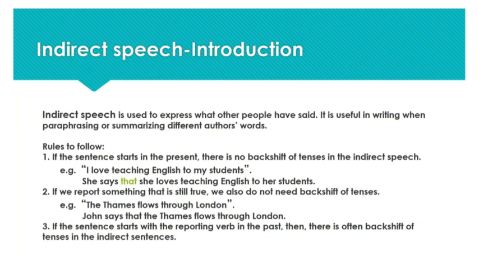John says that the Thames flows through London. And the last rule, the third one: if the sentence starts with a reporting verb in the past, then there is often back shift of tenses in the indirect sentences.